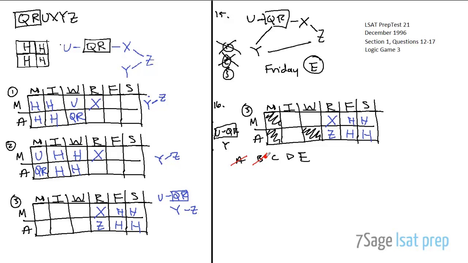How about C? Y is interviewed before U. So U, Q, R, Y. There's no reason that has to be true. Answer choice D. Y is interviewed before Wednesday. That could be true. It doesn't have to be U, Q, R, Y, right?